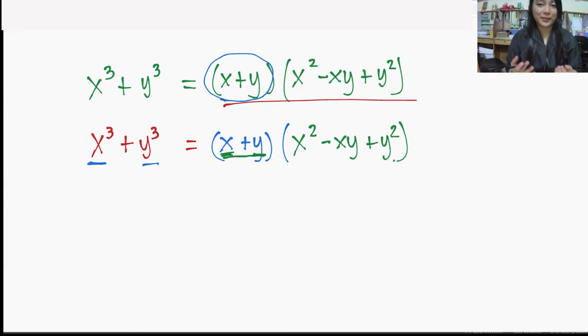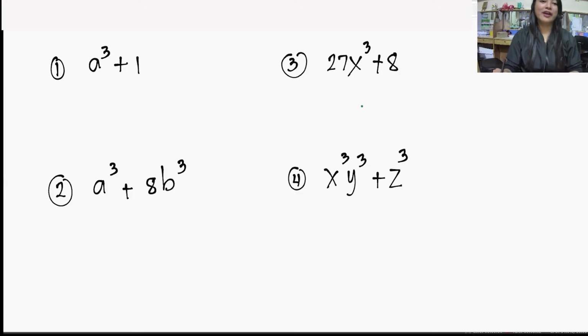Let's have some examples for you to be clarified with this formula. We have here a cubed plus 1. Again, our first step to solve this one is to get the cube root of the two terms. So what is the cube root of a cubed? That would be a, right? And what is the cube root of 1? That is 1. 1 times 1 times 1 is 1. And then that is addition.